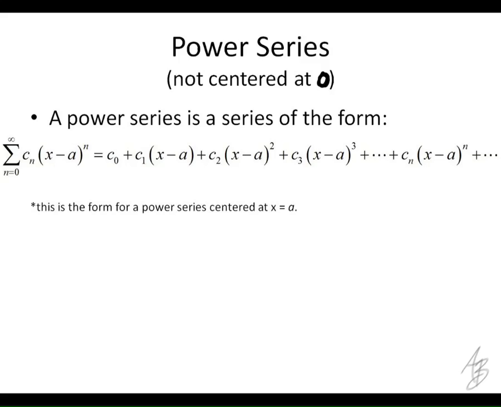So basically what we can do is we can take a power series and we can shift it by a by subtracting a from each term. You don't need to write this down. Understand that this exists, and we'll get back to it later on when we start doing Taylor series.